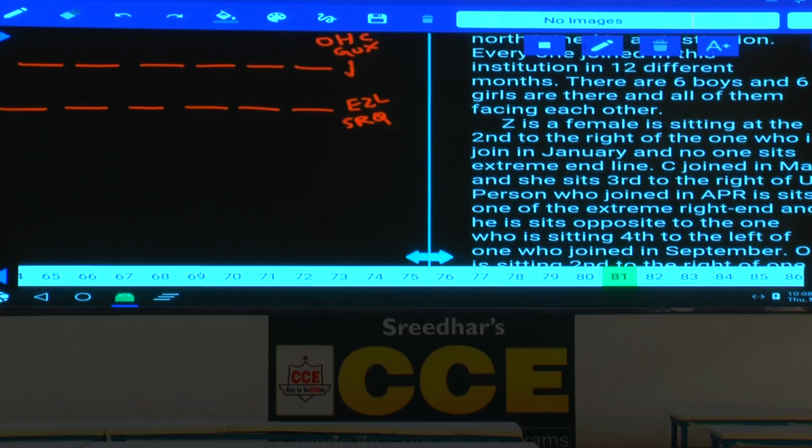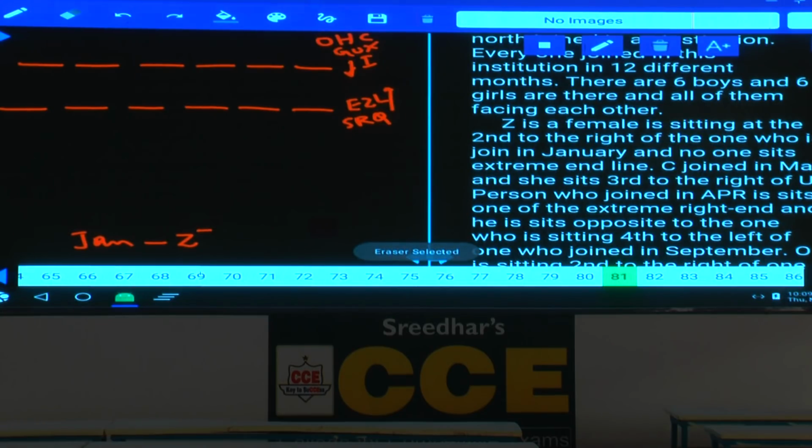Now this is row 1 and this will be row 2. As this is row 2, Z must be in row 2, isn't it? Hence Z is a female and sitting second to the right of the one who joined in January. Hence Jan and 1 and this is Z, a female. None of these 2 persons is seated at an extreme end. So how many possibilities do we have? Jan can be here or Jan can be here. There are 2 possibilities. Clear now? So as of now we have 2 possibilities for this Jan.